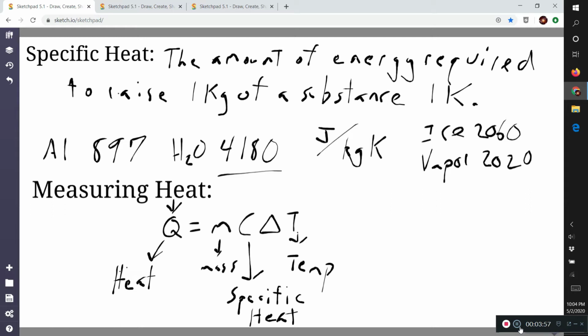So what would our units for heat be? Mass is measured in kilograms. Specific heat is joules per kilogram Kelvin. And if we're doing a change in temperature, that's going to be measured in Kelvin. So simplifying this out, we get that our heat would be measured in joules, which makes sense because it is a transfer of energy. So let's do a couple problems using that formula for measuring heat.